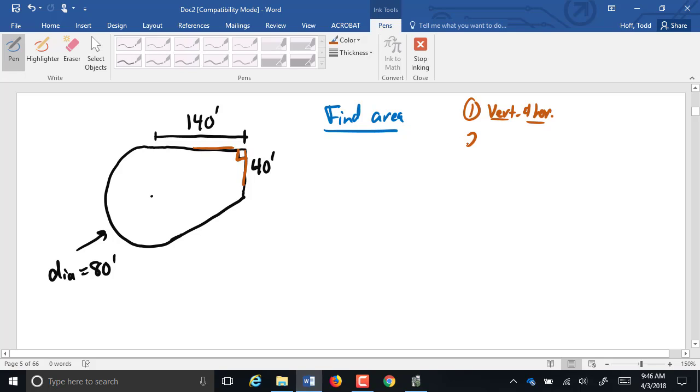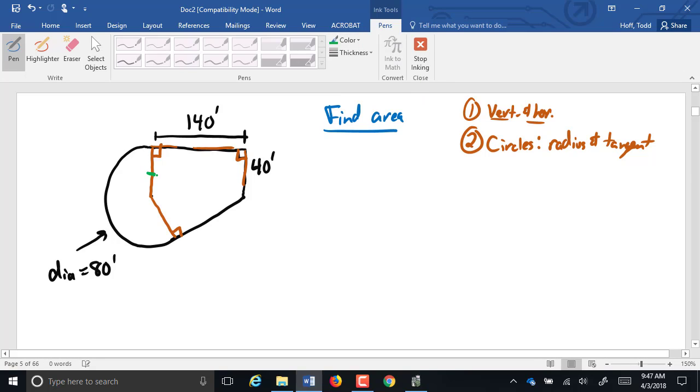The second place where we can find right angles, if we have circles, is where a radius intersects a tangent. Remember, a radius to a point of tangency always forms a right angle with that tangent. So this radius right here forms a right angle with that tangent to the circle. Well, there's a radius right here as well that's going to form a right angle to that tangent to the circle.